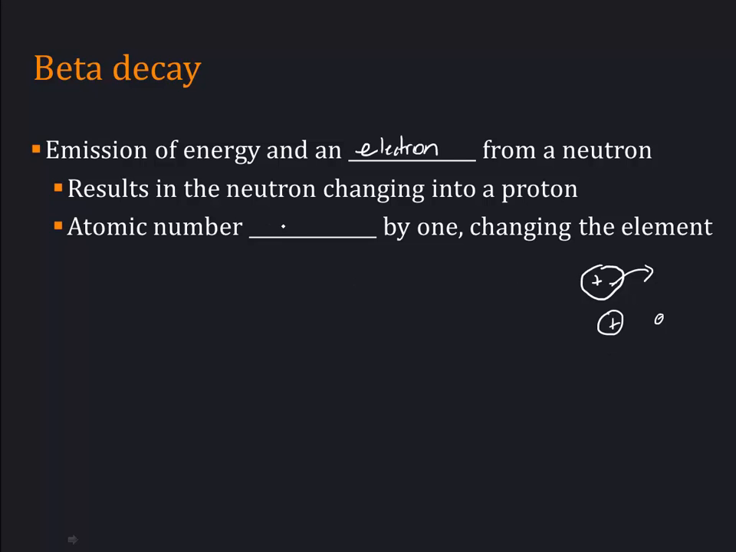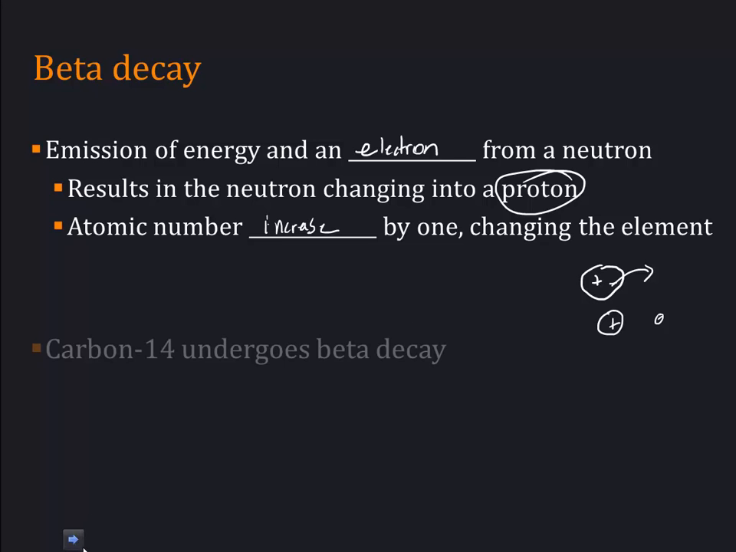We also get out energy from this. Okay, so the atomic number is actually going to increase by 1 because we're going to end up with a neutron changing into a proton. So we gain a proton, and that's going to change the element into a different element. It is still decay, even though the number's increasing, because the amount of energy in the nucleus has gone down.